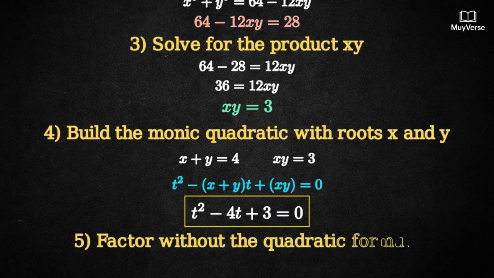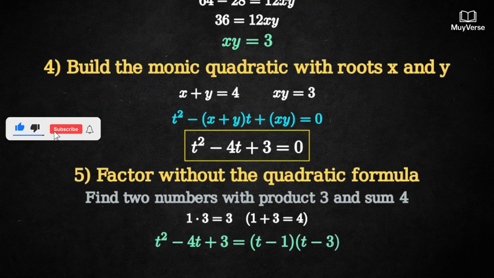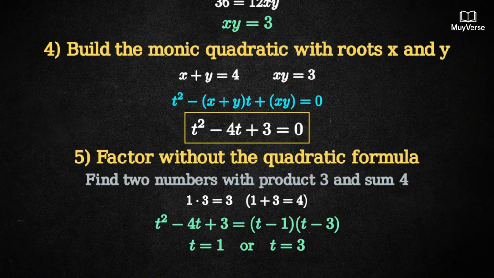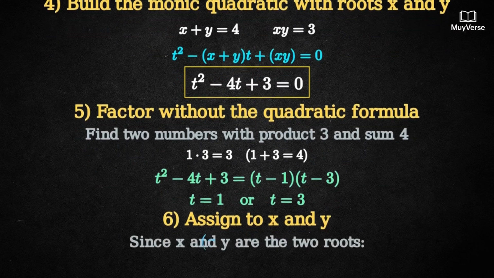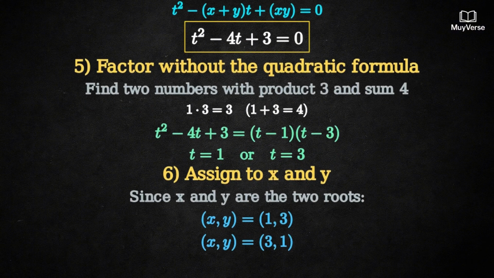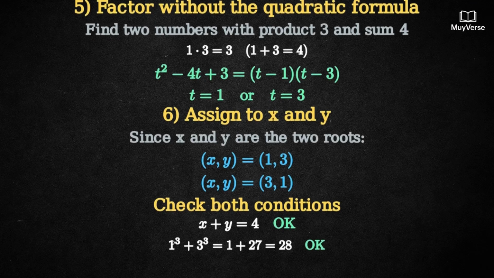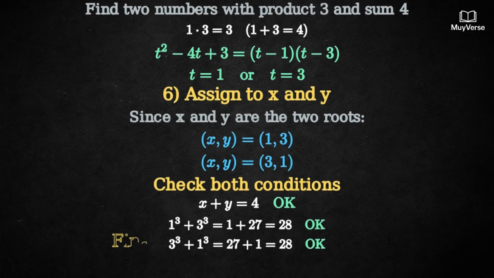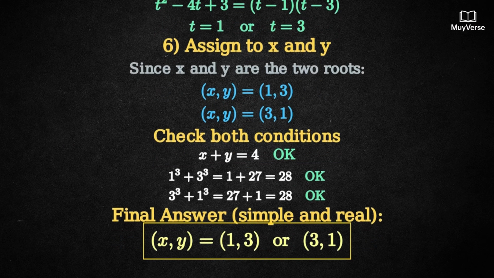Step 5. Factor the quadratic by inspection. Without using the quadratic formula, we need two numbers that multiply to 3 and add to 4. Those are 1 and 3. So the factorization is (t−1)(t−3), which gives the roots t equals 1 or t equals 3. Step 6. Since x and y are the two roots, the ordered pairs are (1, 3) or (3, 1). We can quickly check both conditions. Each pair adds to 4, and the cubes sum to 28. Both checks succeed. Final simple and real solutions: the ordered pairs are (1, 3) or (3, 1).